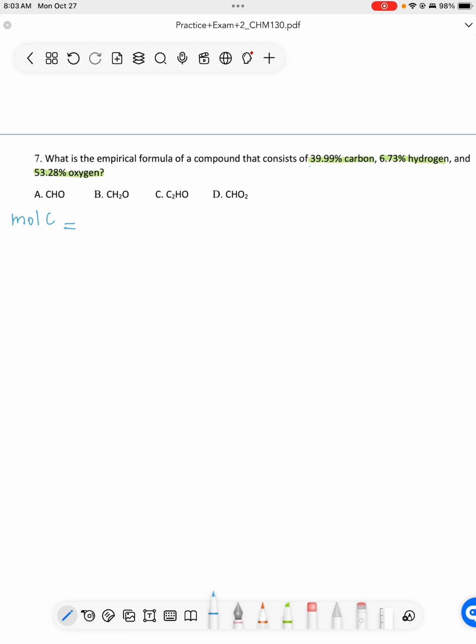And we are given 39.99% carbon, which tells us we have 39.99 grams of carbon. And in order to get rid of grams of carbon, what can we use in order to do that? Well, we use our atomic mass. So we know that every mole of carbon weighs 12.01 grams per 1 mole of carbon. And that means we can do this, and now we have moles of carbon on top. And we're looking for moles of carbon, so that's where we want to stop.